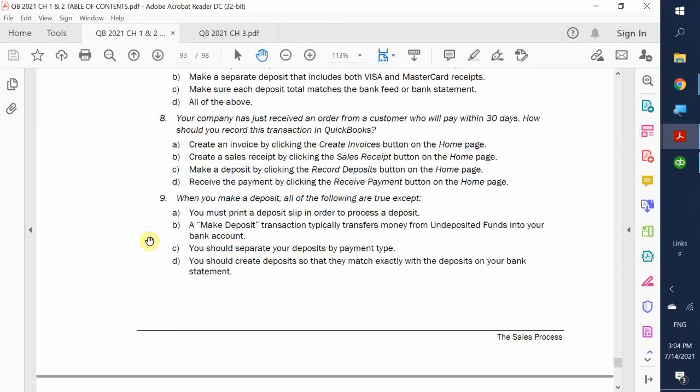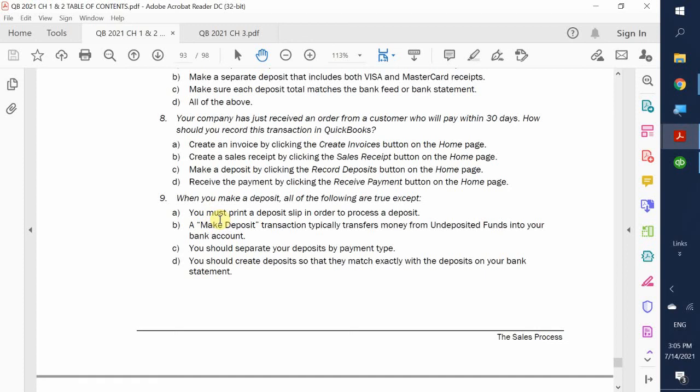Wait, hold on. What number are we on? 9. Okay, hold on. The question is, which of the following is true except... Oh, okay. Yeah. Okay, A. Sorry, I was looking for which one was true. Okay, so A is correct because, yes, you're not obligated to print out a deposit slip before you can do a deposit, right?